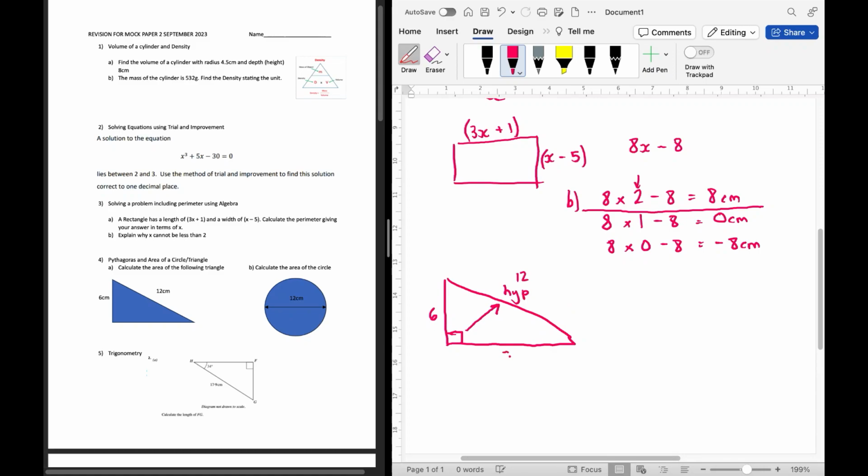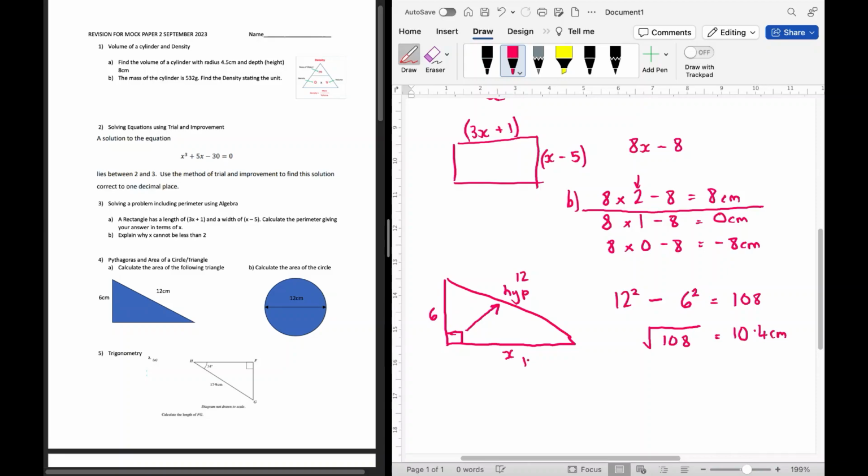To find the other small side, we would square what we know. To find a small side, it's square, square, subtract, square root. I would do that bit first. 144 take away 36, that's 108. And then you're going to need to square root the 108, which is 10.4 to 1 decimal place, which is a suitable degree of accuracy.